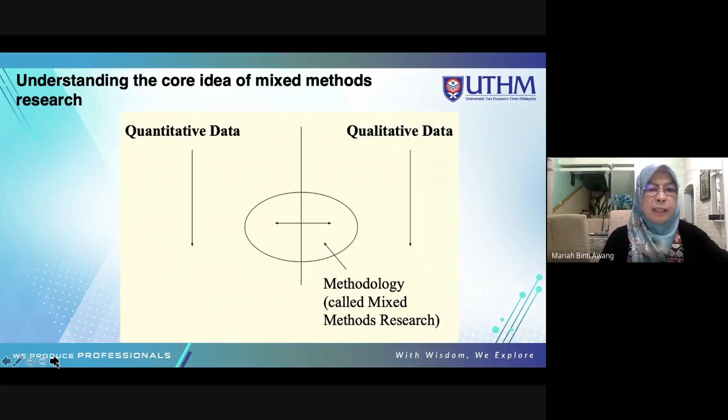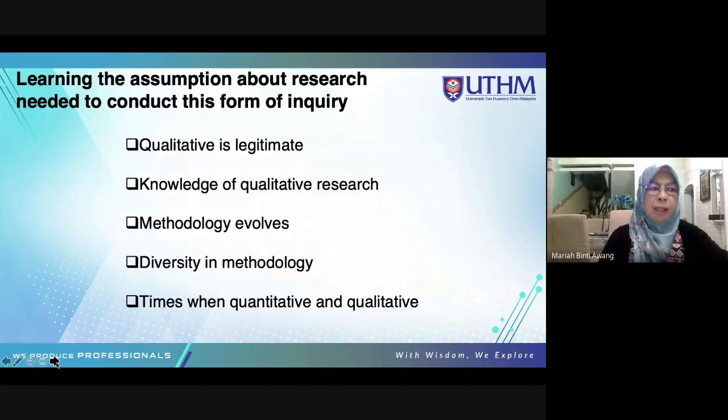Okay, for understanding the core idea of mixed methods research, we have quantitative data and qualitative data. The combination of this data we call mixed methods research. Now we see the assumptions about research needed to conduct this form of inquiry. First, qualitative is legitimate knowledge of qualitative research. Third, methodology involved diversity in methodology. And the last one is times when quantitative and qualitative.